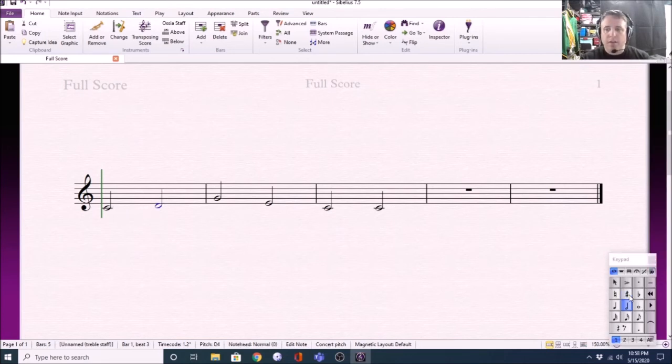So 1, 2, 3, 4. A perfect fourth is 5 half steps. A perfect fifth is 7. A major sixth is 9. A major seventh is 11. And a perfect octave is always 12.